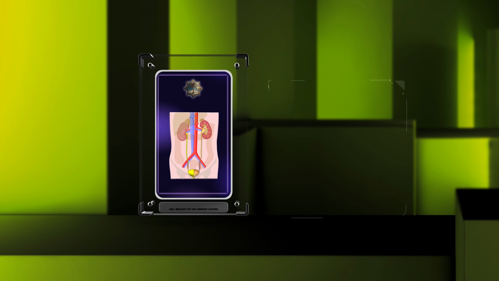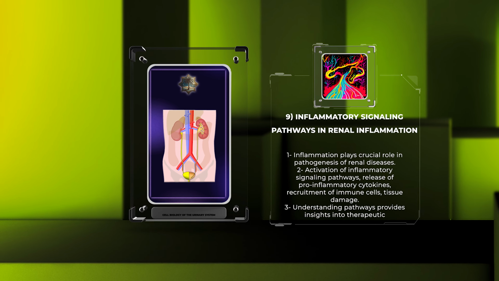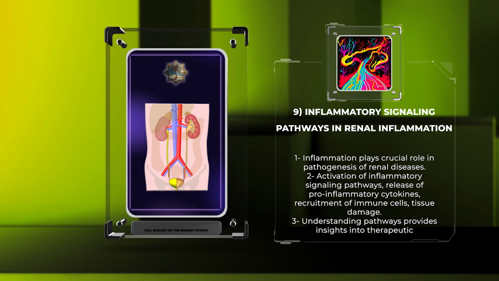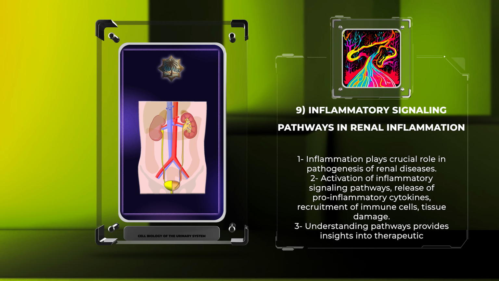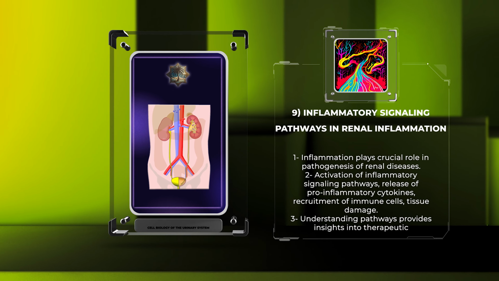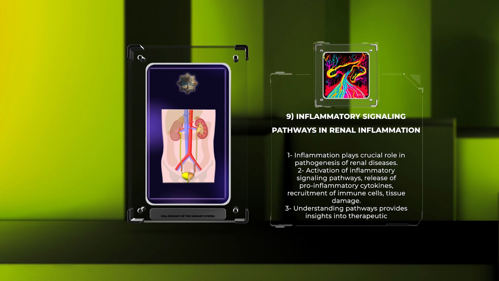Inflammation plays a crucial role in the pathogenesis of various renal diseases. The activation of inflammatory signaling pathways, such as NF-kappa B and MAP kinase pathways, mediates the release of pro-inflammatory cytokines, recruitment of immune cells, and subsequent tissue damage. Understanding these pathways can provide insights into therapeutic interventions aimed at modulating renal inflammation.